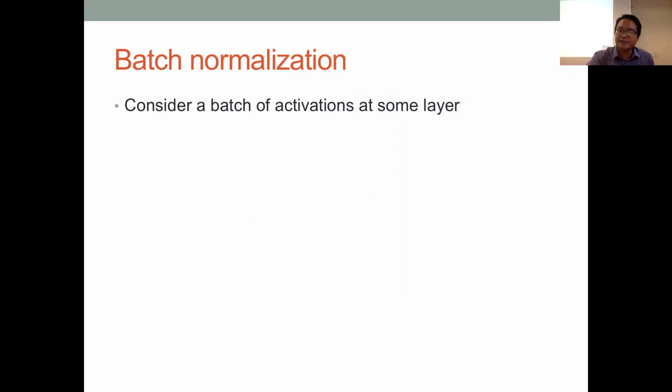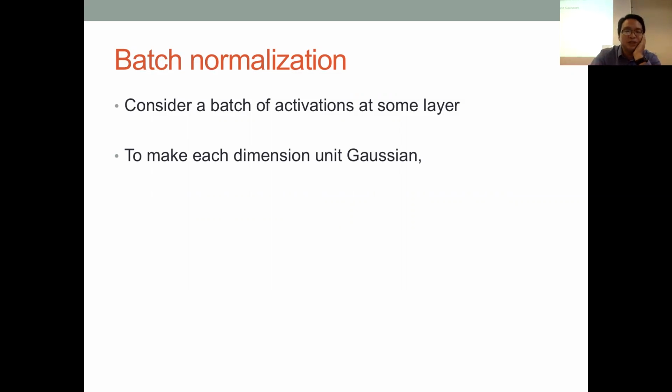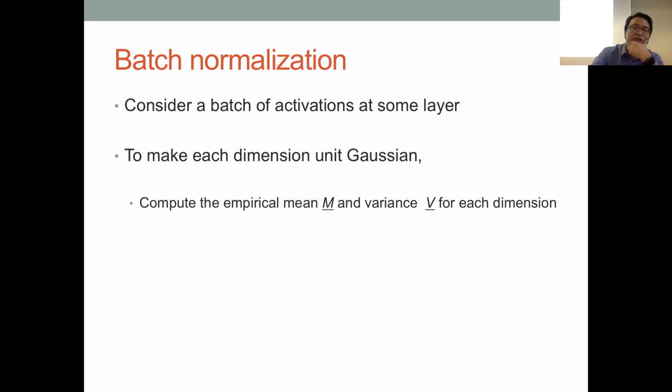When you have these different numbers, we need to make each dimension unit Gaussian. That means for each dimension, we want to make it a unit Gaussian, with a mean and a standard deviation. Basically, you need to compute the empirical mean and also the variance for each dimension, pretty much for each channel. Let's say you have 6 channels, then you have 6 dimensions. Then you want to make all the activations be samples from the same Gaussian distribution.